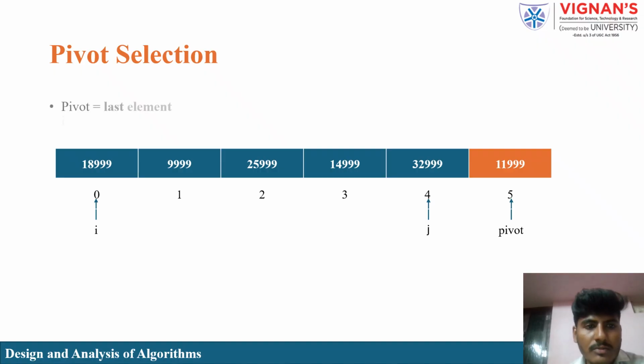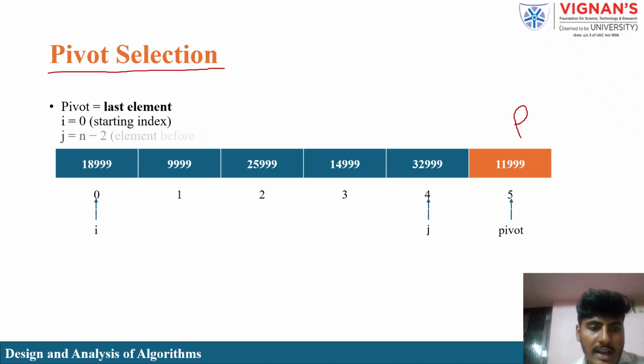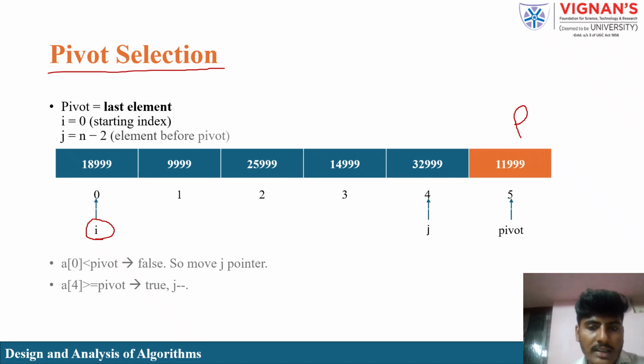For the quick sort, pivot selection is the initial step. Here we can choose the pivot element as the higher index, take the ith pointer as the lower index and the jth pointer as the high minus 1 index. The ith pointer can move from left to right and the jth pointer can move from right to left until the condition is false. So what is the initial condition? While e of i is less than pivot, i plus plus; while e of j is greater than pivot, j minus minus.